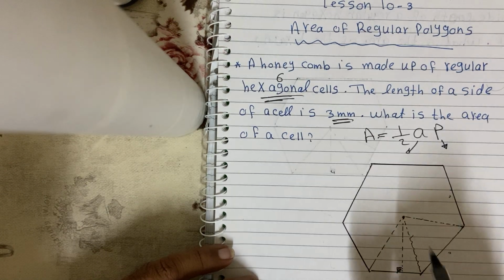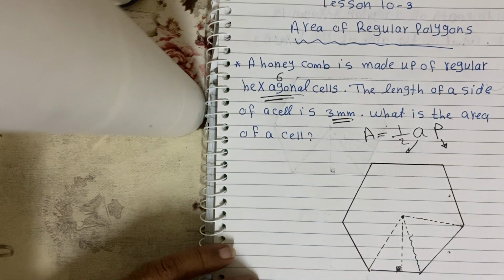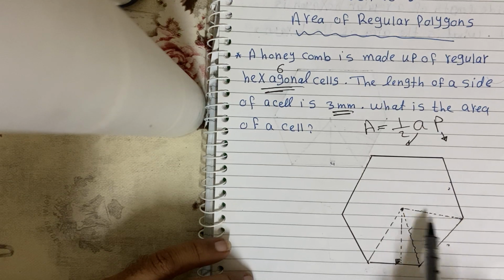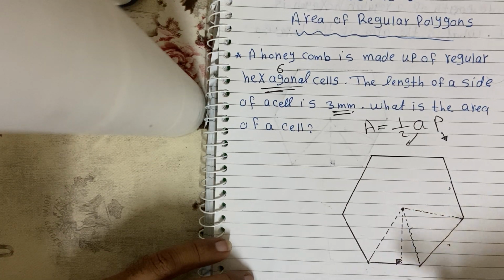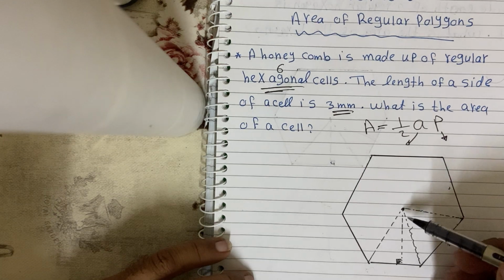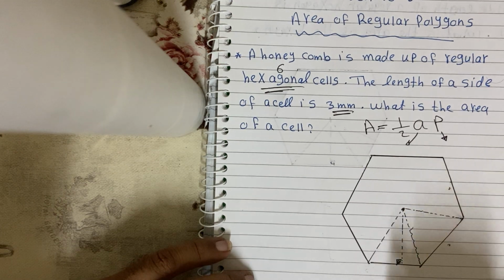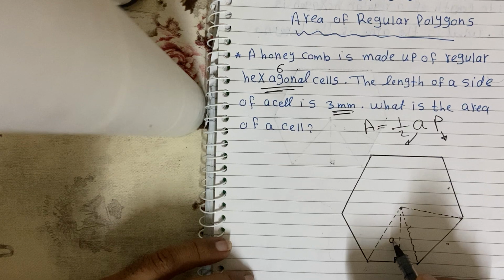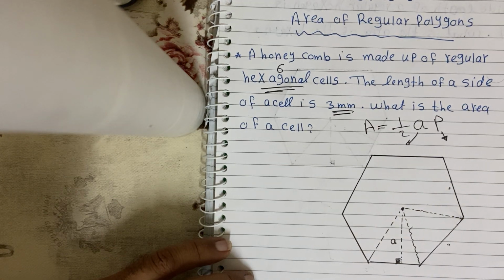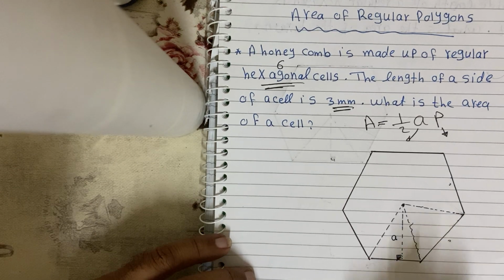After that, this is the center of the hexagon. Draw the radius and another radius and another radius. After that, draw the apothem here. So we need to find the apothem and we need to find the perimeter of the hexagon.